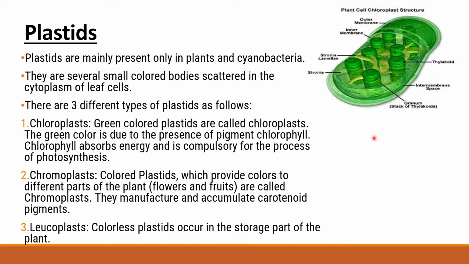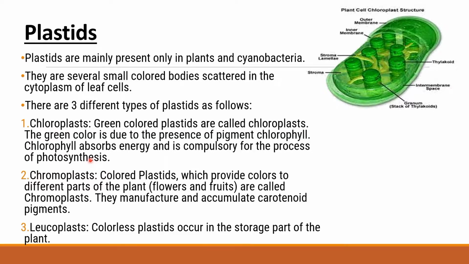Because of this chloroplast, your greens, the leaf looks to be green. Because of the green pigment called chlorophyll, the chlorophyll will absorb the energy and help in the process called photosynthesis.